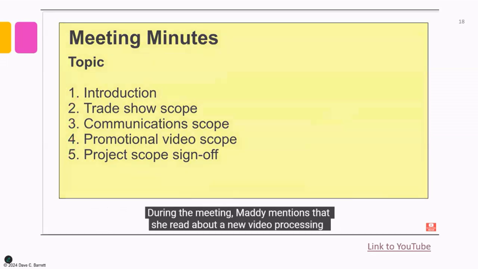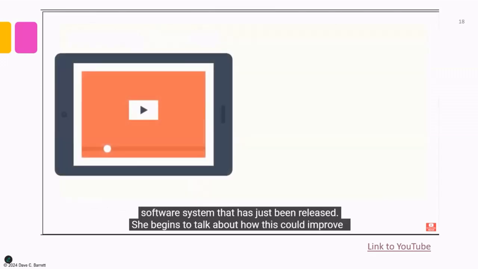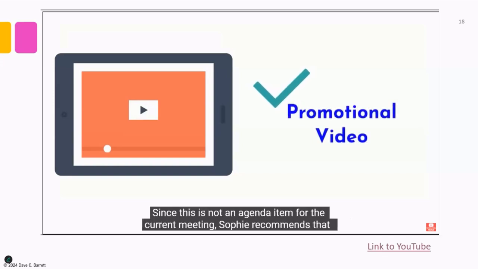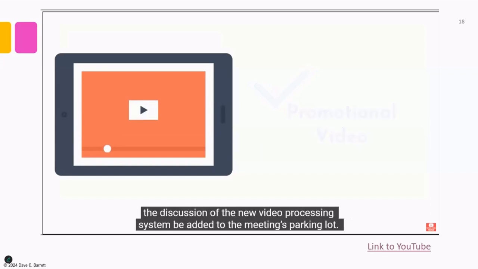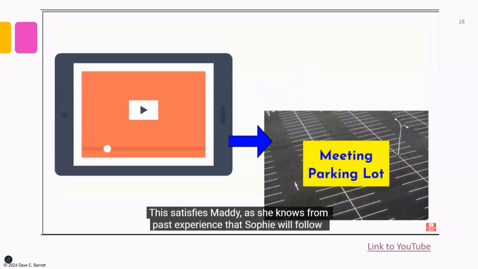During the meeting, Maddie mentions that she read about a new video processing software system that has just been released. She begins to talk about how this could improve the quality of the new promotional video that she and Eli are creating. Since this is not an agenda item for the current meeting, Sophie recommends that the discussion of the new video processing system be added to the meeting's parking lot. This satisfies Maddie, as she knows from past experience that Sophie will follow up on the parking lot items after the meeting and ensure that they are effectively handled.